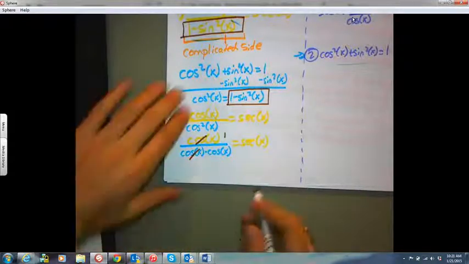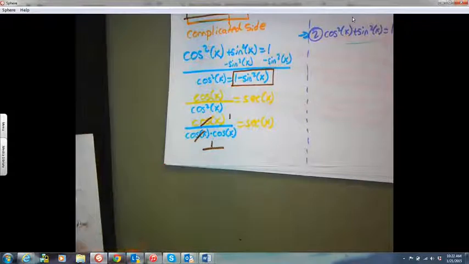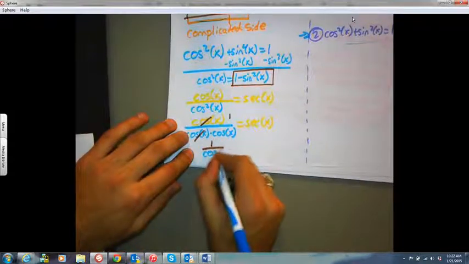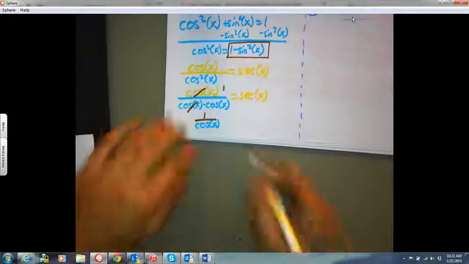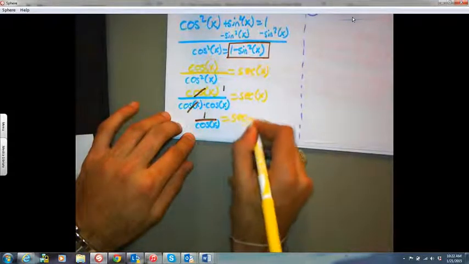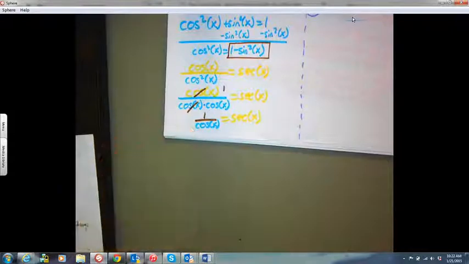And on the right side, please keep on writing secant of x. Work down the page. Don't try to work sideways. Just work down the page. Paper is not the limiting factor.